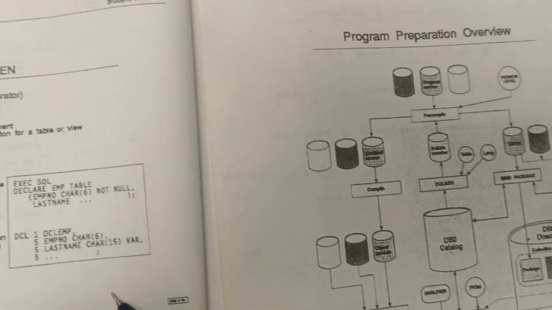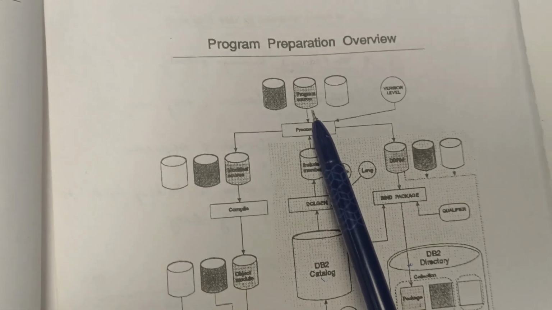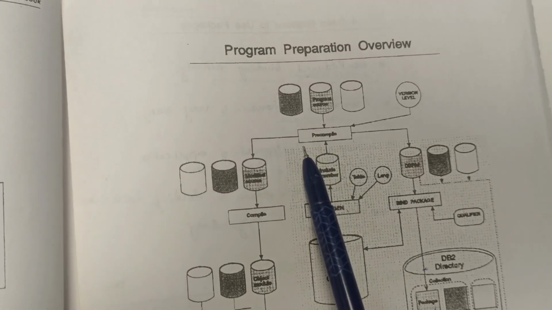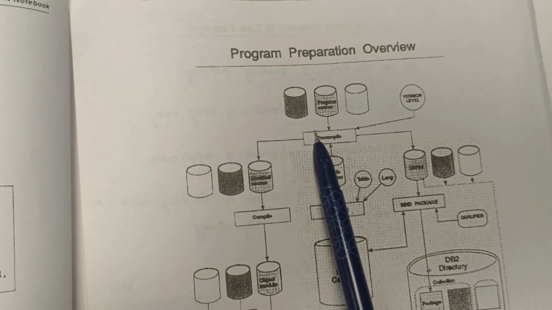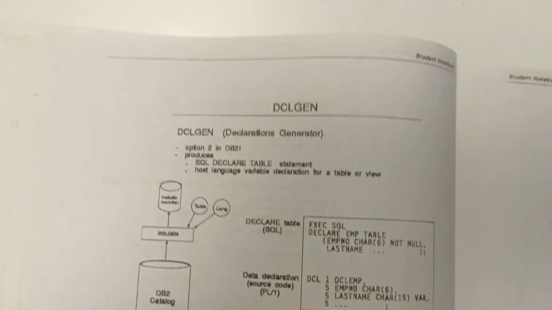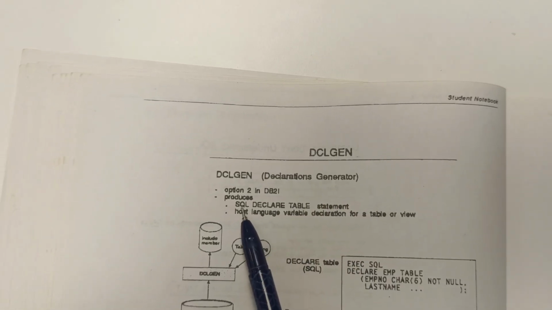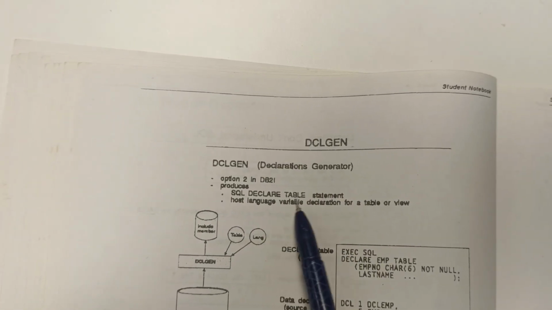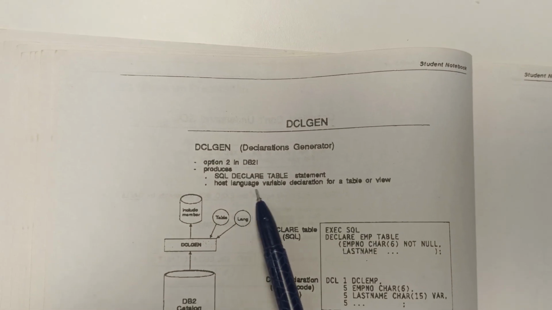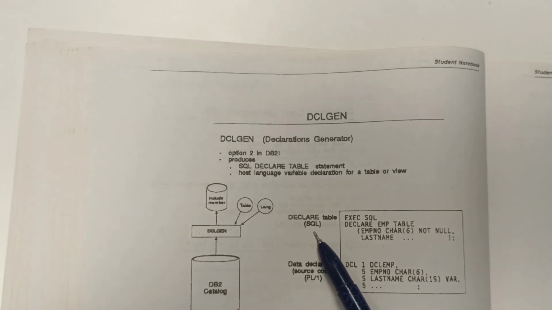The whole of this video is based on this diagram only. I am explaining each and every step from top to bottom. First I explained initially the pre-compiler, what is the function of the pre-compiler. Now we will see what the DCLgen does. DCLgen is the declarations generator. It produces the SQL DECLARE TABLE statement and host language variable declarations for the table or view.